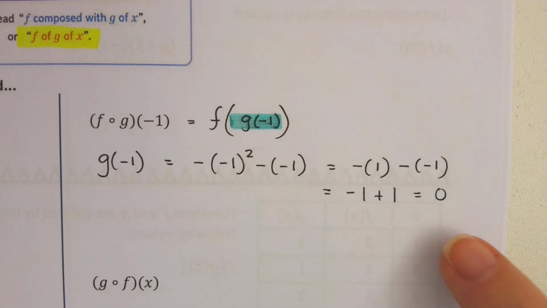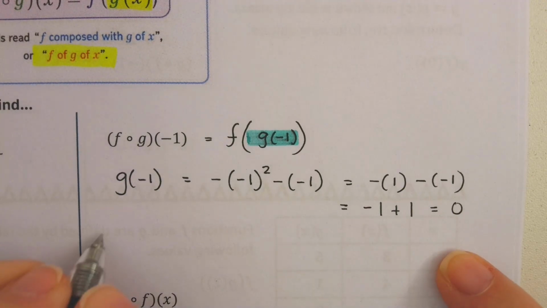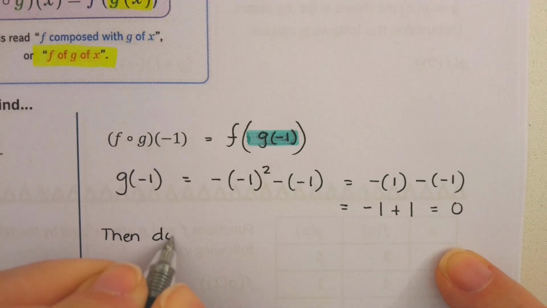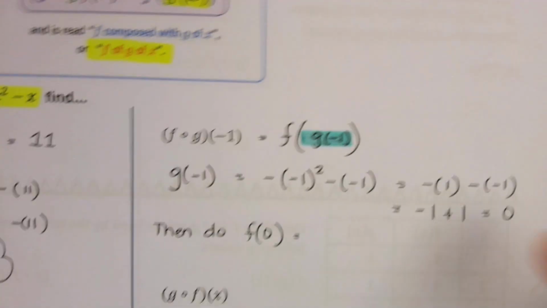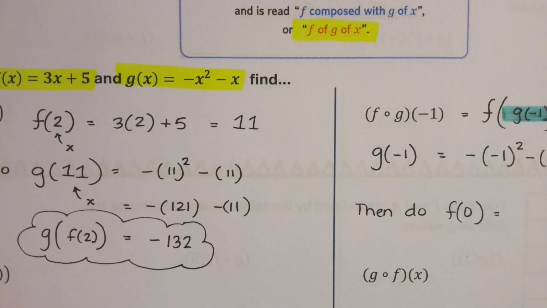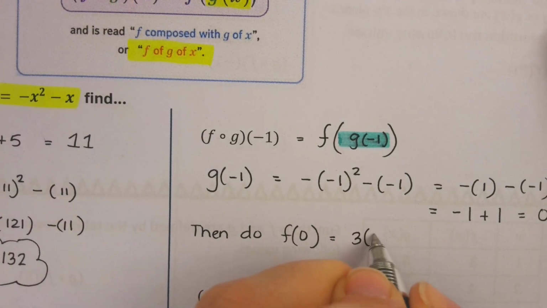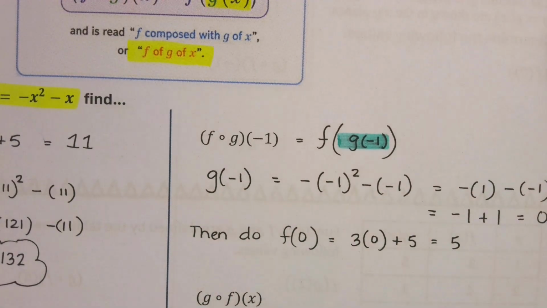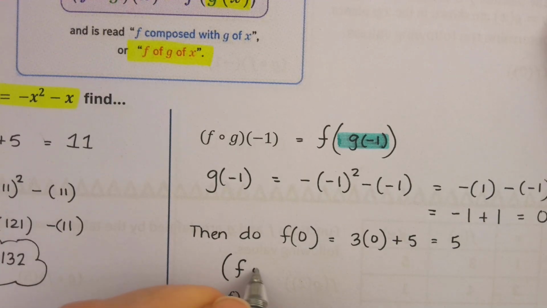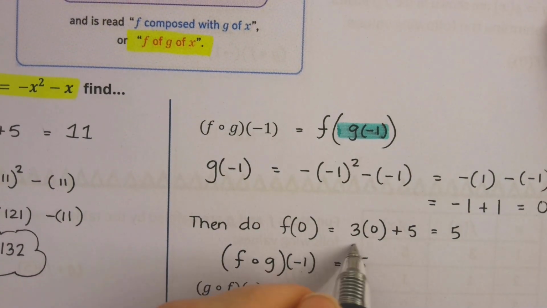Okay, and then once we have that answer, remember that becomes the input for the other function. So now we're going to do f of that answer. Then do f of the answer that we just got, which was 0, which means we're going to take 0 and plug it into which function, f or g? F. Very good. So that one only has one variable, so it would be 3 times 0 plus 5. That's mental math. That is 5. So my f of g of -1 just becomes a final answer of 5. My f of g of -1.